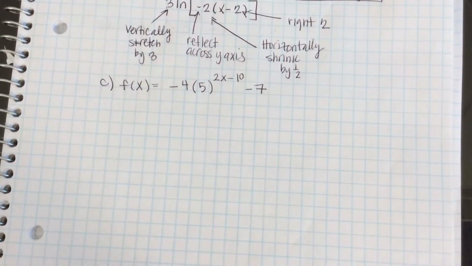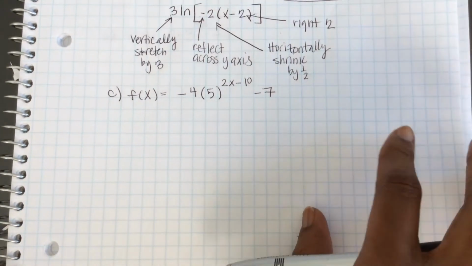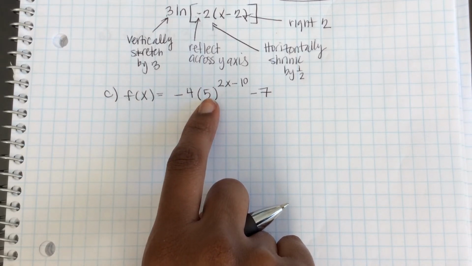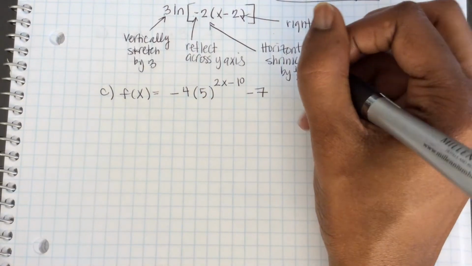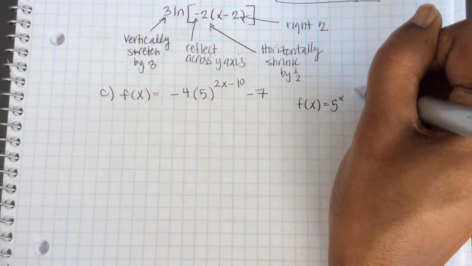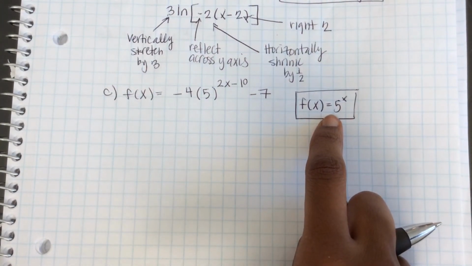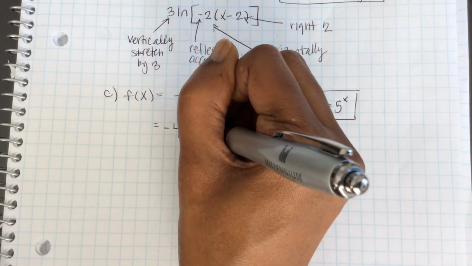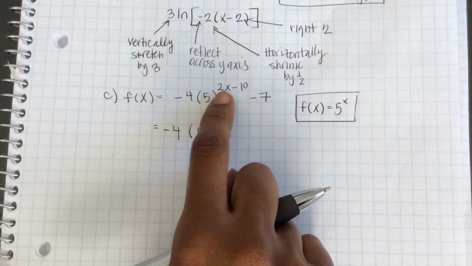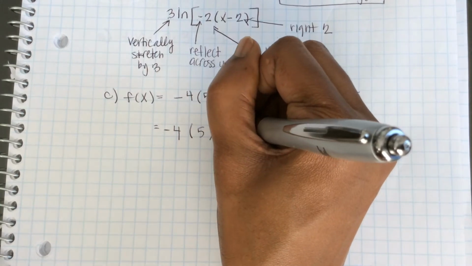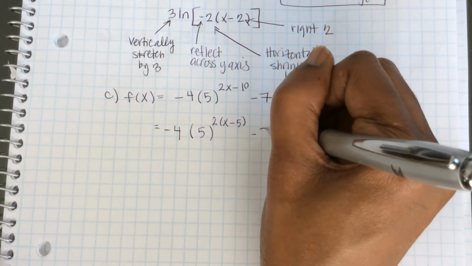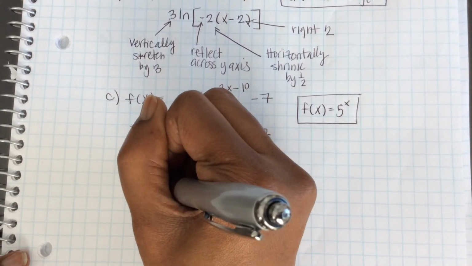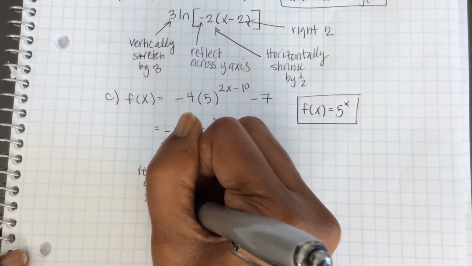Okay, so now here in part C, my parent function is an exponential function with a base of 5. So it's going to be f of x equals 5 to the x, that basic exponential function. And then all of these transformations happen to it. Now let's see, negative 4, 5. Don't forget to factor out this constant GCF, 2x minus 5 minus 7. Okay, great. So this negative in front reflects across the x-axis.